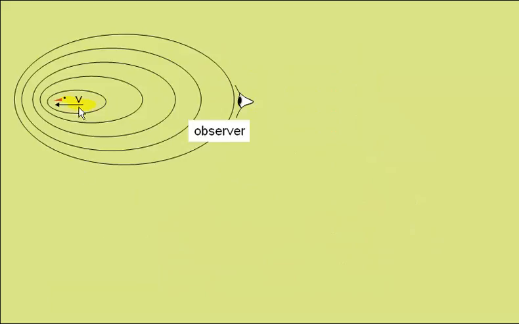Here we have the duck moving away from the observer with the speed v. We know that wave speed is equal to frequency times wavelength, and here I'm going to use the symbol c. This is normally used for light or electromagnetic radiation, but it just helps us to distinguish between c, the wave speed, and v, the speed of the object producing the waves, in this case the duck.